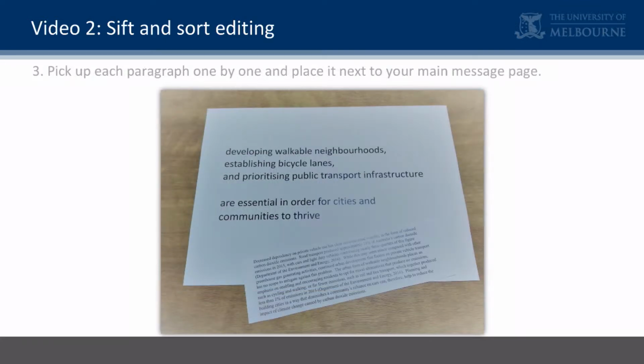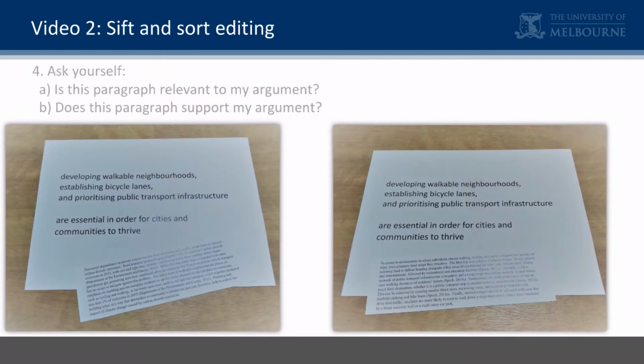Now, pick up each paragraph one at a time and place it next to your main message. Ask yourself, is this paragraph relevant to my argument? Does this paragraph support my argument? The first paragraph is about the environmental benefits of active travel modes and public transport. It is relevant to our argument and it supports our argument.